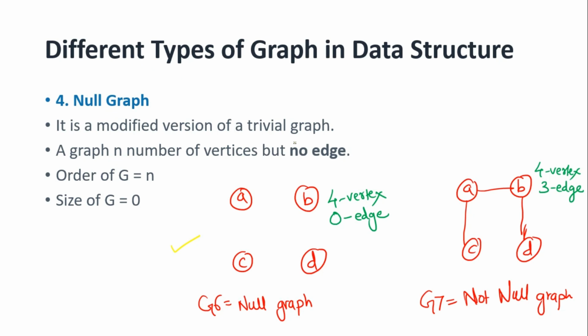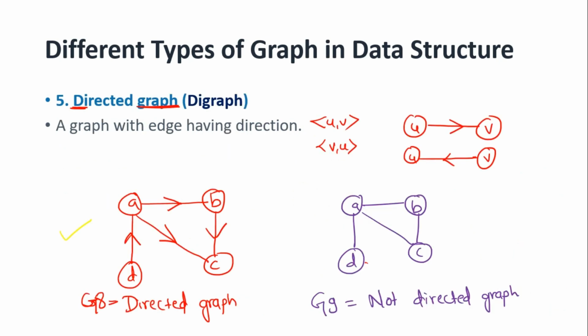The modified version of the trivial graph, where there are no edges present in the graph but more than one vertex, is called a null graph. The order of the graph is n, the number of vertices you have in the graph, and the size of the graph will always be 0 in a null graph. In this example, I have no edges and a total of 4 vertices, so this is a null graph. But if I say that I have 3 edges and 4 vertices, as there exist more than 0 edges, this will not be a null graph.